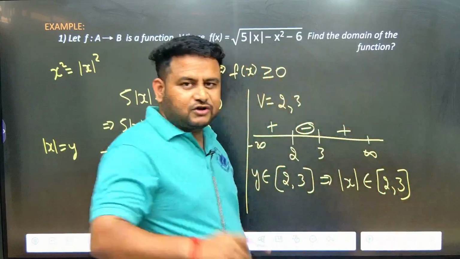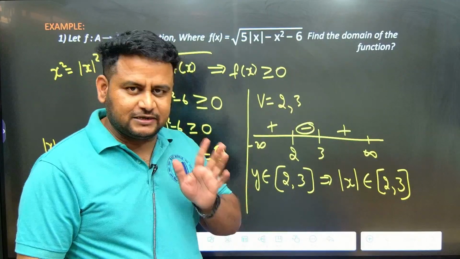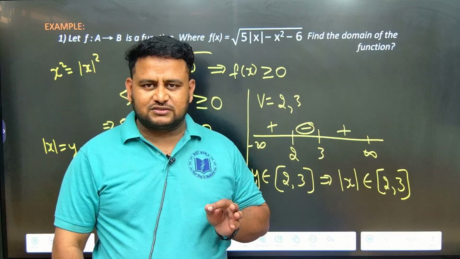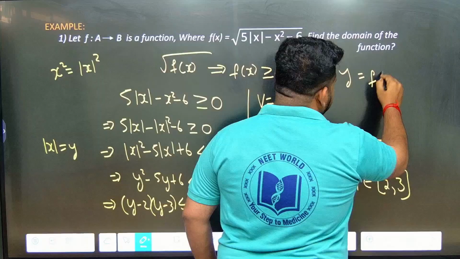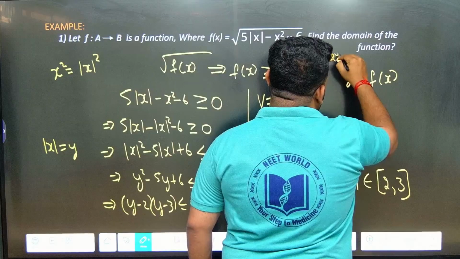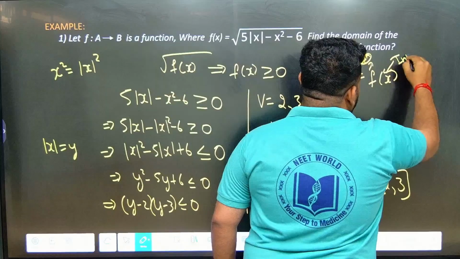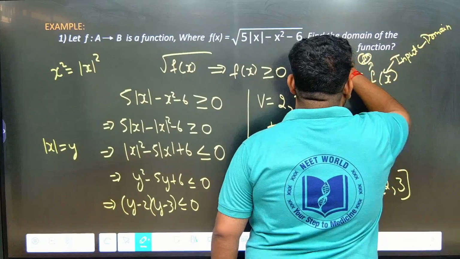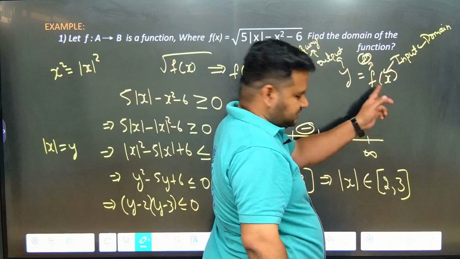So the domain you are not going to give in terms of mod x. Domain you are always going to give in terms of x. Keep this in mind: domain means you are going to give the value of x. If I write y is equal to f of x, in the previous class I told you this is the output, this is the function, and what we are giving is the input. This input is called the domain. This is the output, this is the range. Now I am getting the answer in terms of mod x. Here it is not f of mod x, here it is f of x.